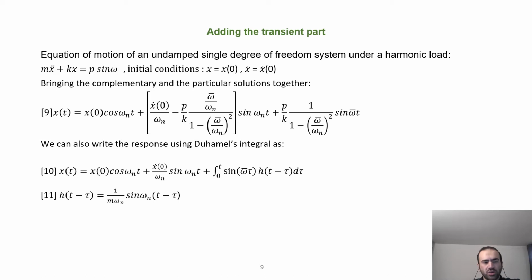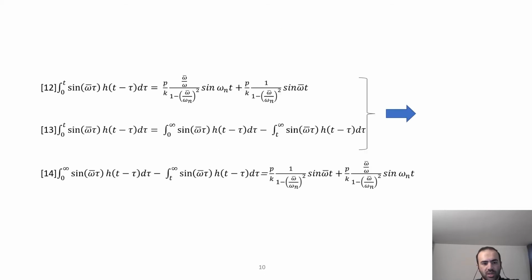We can also write the response using the Duhamel's integral, and that response has two terms. One is in the frequency of the structure and depends on the initial conditions of vibration, and the second term is the Duhamel's integral itself. So if we compare equations 9 and 10 from the previous slide, we'll see that the Duhamel's integral is equal to the part of the response that is in the frequency of the structure but does not depend on the initial condition, plus the part of the response that is in the frequency of the excitation.